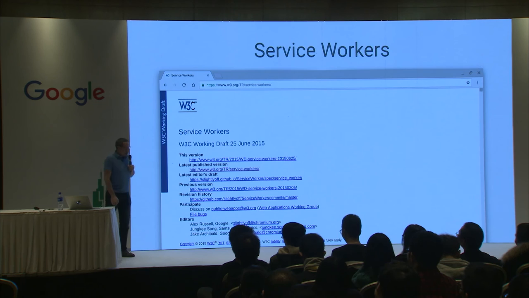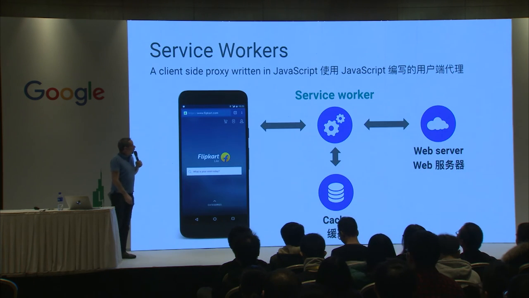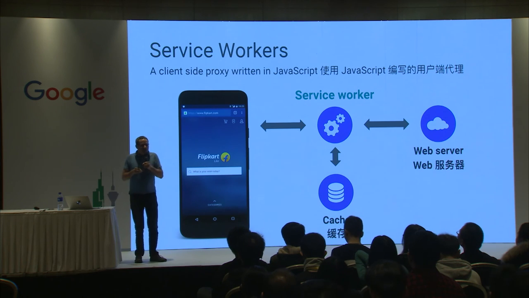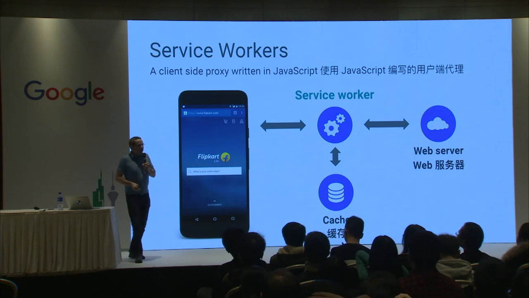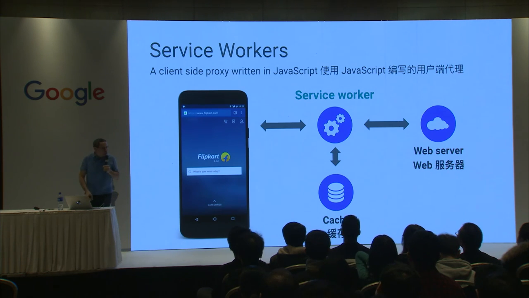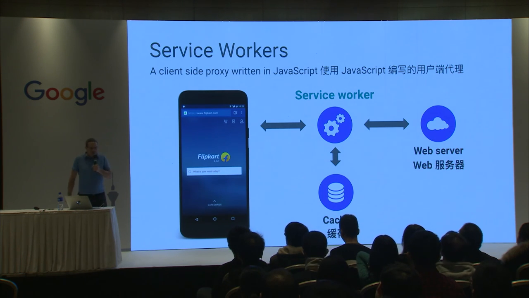Okay. So a service worker, as Dion mentioned earlier, is really sort of a client-side JavaScript proxy that sits on your phone. So it's a programmable network proxy that allows you to choose how you want things to work. But it's also more than that.